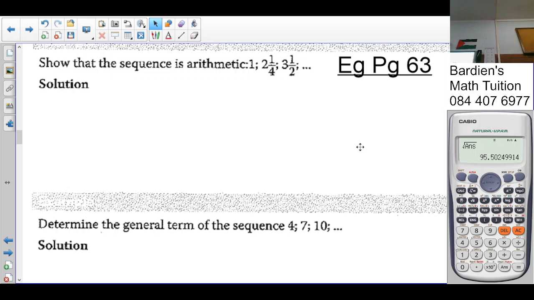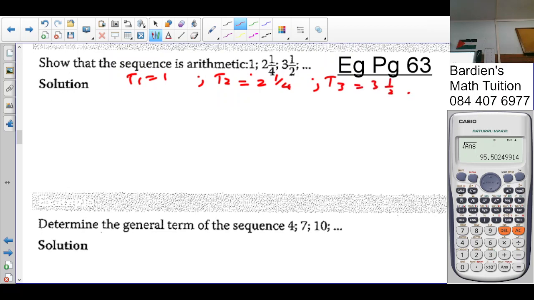Okay, so people, that is term 1. Can you see that? Your term 1 is 1, your term 2 is 2 and a quarter, and term 3 is 3 and a half. So what you do is you say, okay, what is term 2 minus term 1? So it's going to be 2 and a quarter minus 1. What is 2 and a quarter minus 1? Check. 1 and a quarter. Okay, sound like mathematicians now.